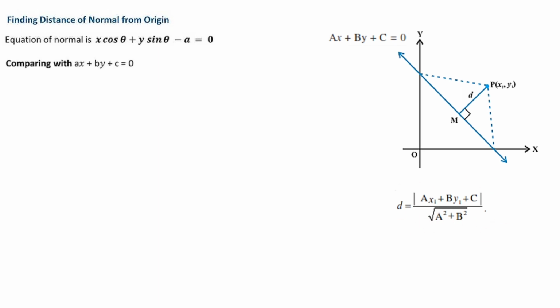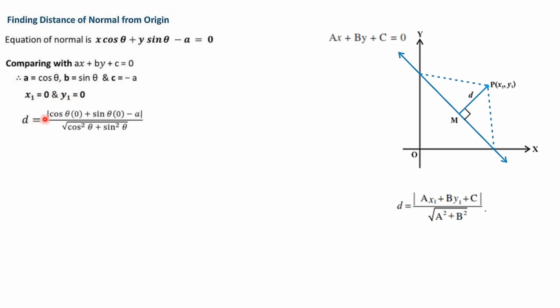So comparing with the ax plus by plus c, here I am using all small letters. Before, we used capital A, capital B, capital C. In this formula we are using small a, small b, small c. Both are the same. So here a is what is there along with the x, that is cos theta. b means what is there along with the y, that is sin theta. Then c is the constant term, that is minus a. Then x1 is equal to 0, y1 is equal to 0.